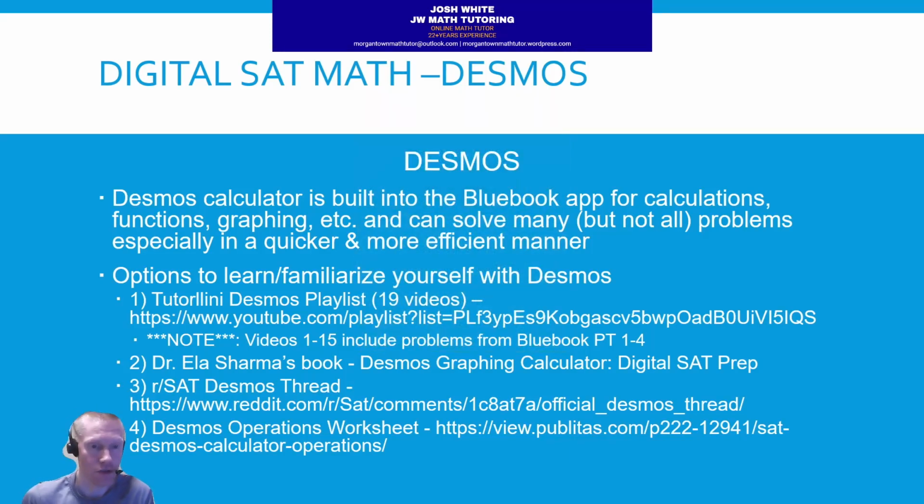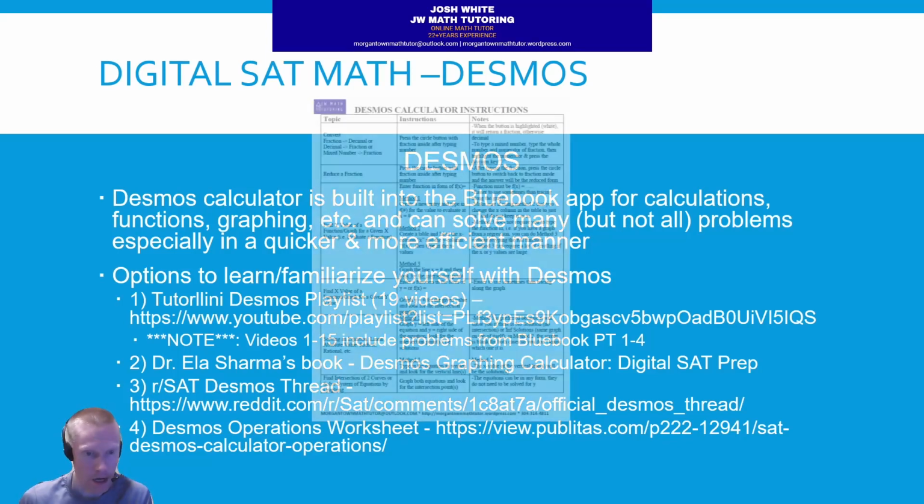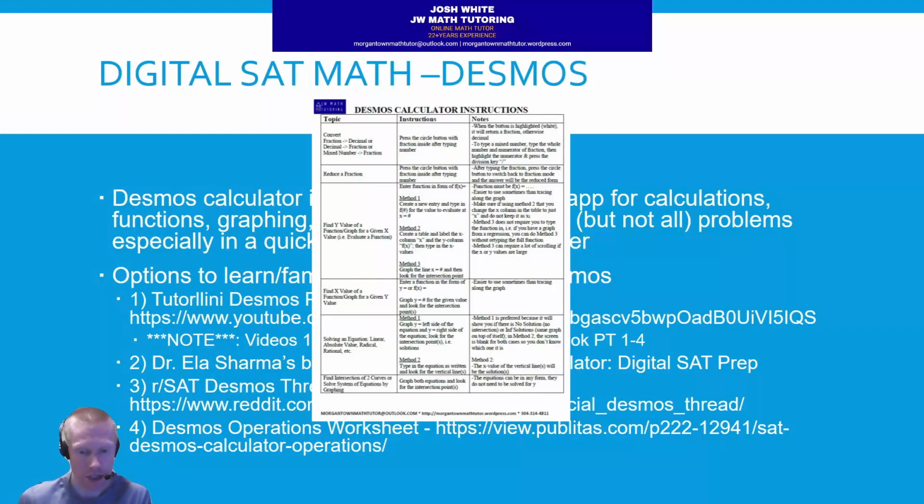Besides that, there's an official Desmos thread in the SAT subreddit, which has a lot of great tips there. I also have a Desmos operations worksheet, basically just kind of like a summary of the most common things to do in it, with notes and basically instructions.